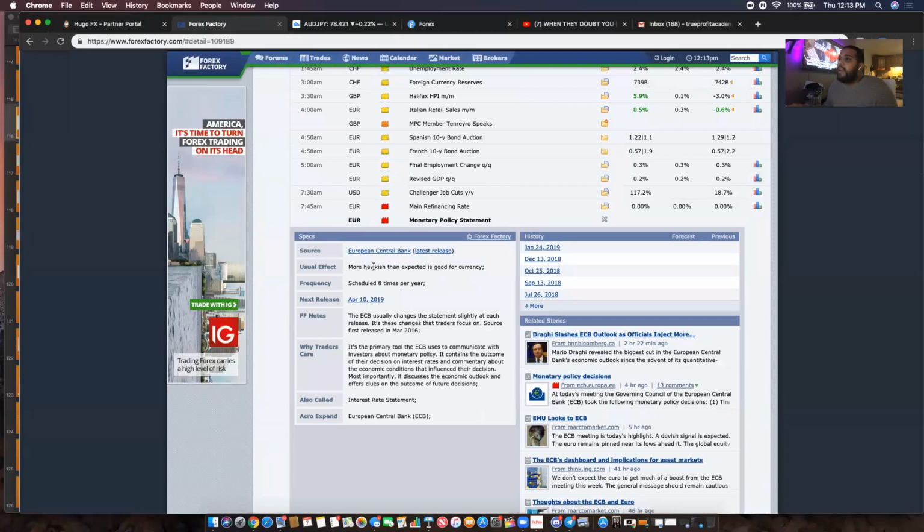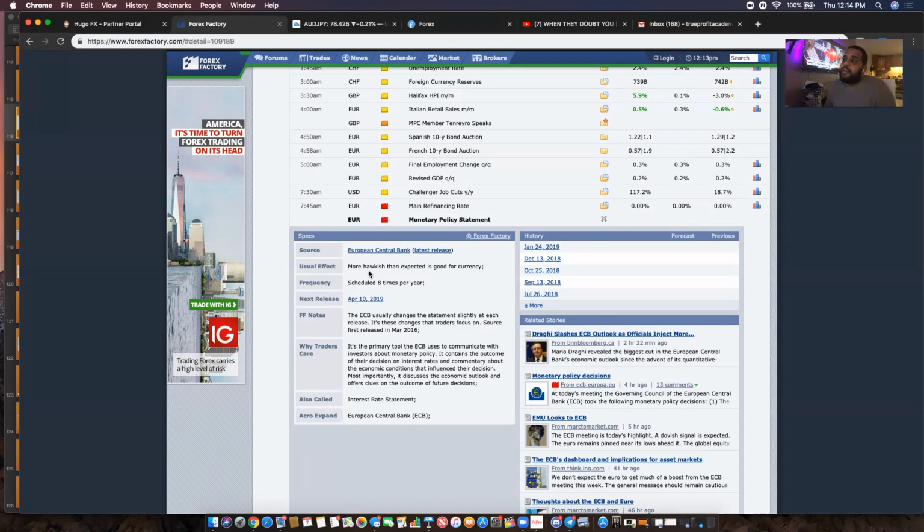Meaning any good news, anything important that can positively affect the currency, means that we will see that currency build strength up to the upside. The frequency that it happens, it's scheduled 8 times per year. It'll give you some notes. And the important reason that I want you to read about is why we care about it as traders.